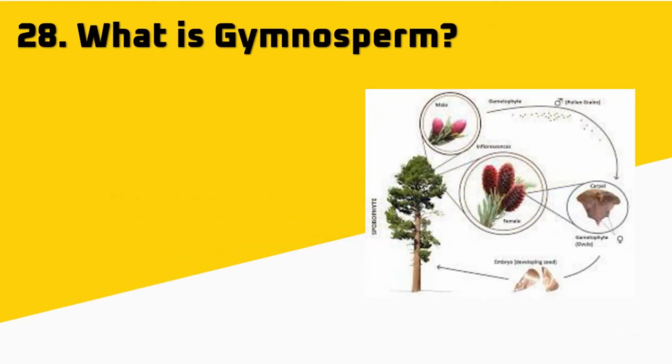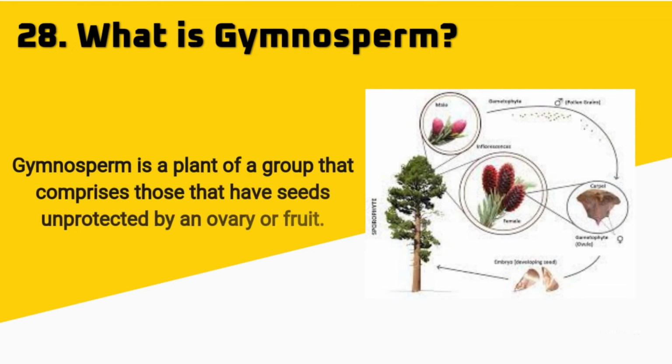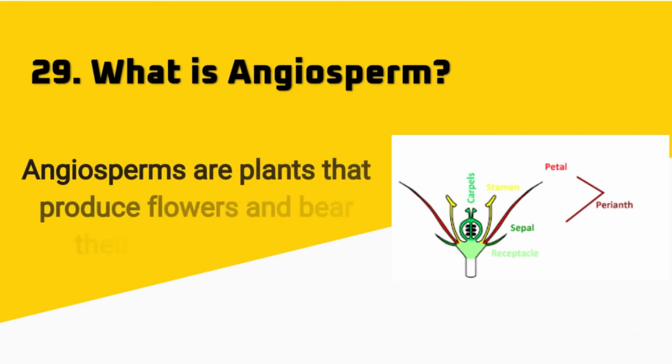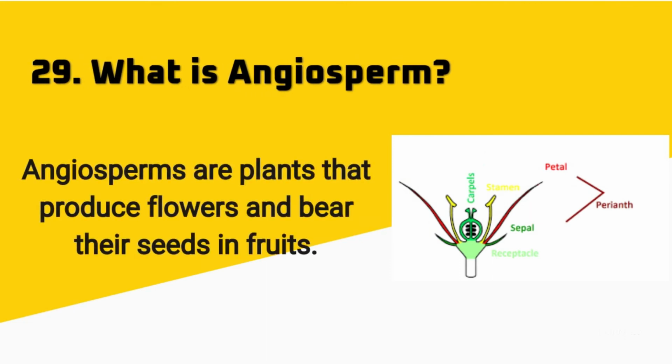What is Gymnosperm? The answer is Gymnosperm is a plant of a group that comprises those that have seeds unprotected by an ovary or fruit. What is Angiosperm? The answer is Angiosperms are plants that produce flowers and bear their seeds in fruits.